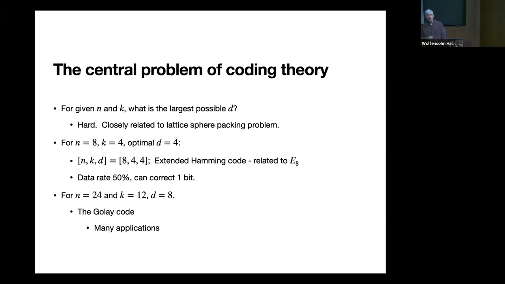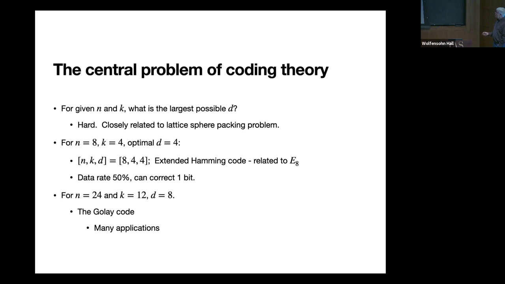Okay, so this is what I would call the most important problem of coding theory. It certainly occupied a lot of effort in coding theory, which is, for a given N and K, what is the largest possible D, how much error correction is possible? Okay, this is a hard problem, and it's closely related to the lattice sphere packing problem, and as we'll see, to other important problems, the problem of how to find the shortest vector in a lattice, and the problem of how to find the dimension of the lowest non-trivial primary in a CFT. The answer isn't known in general, it's known in specific cases, much like the sphere packing problem.